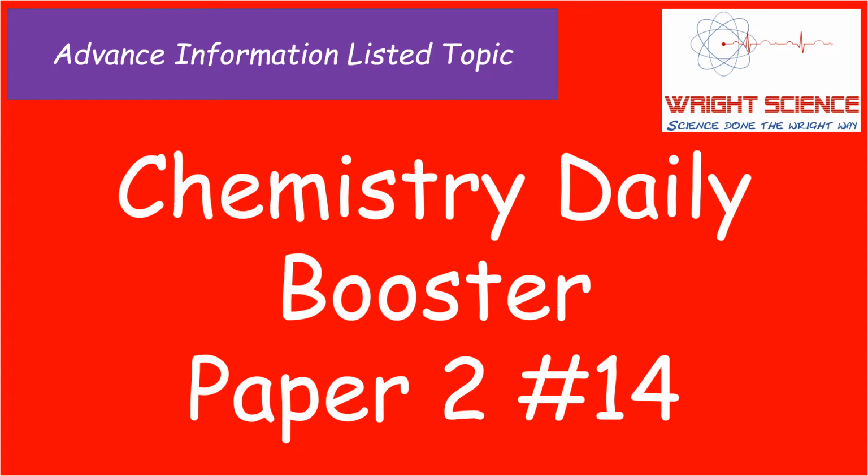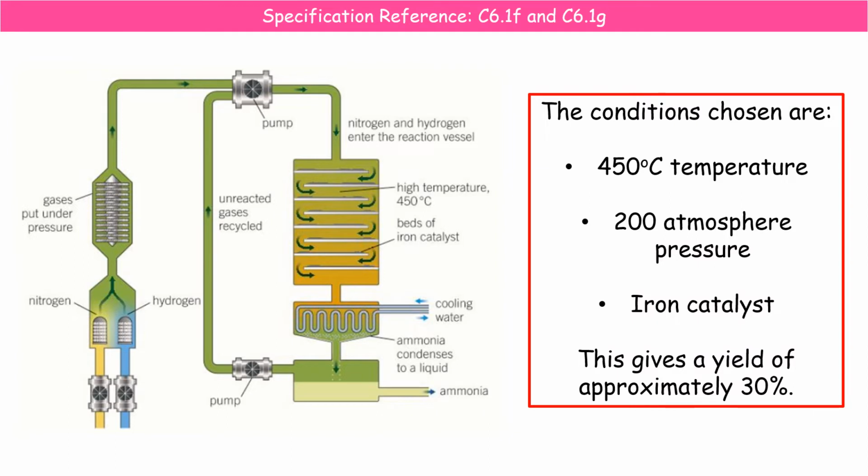This is number 14 in our Paper 2 series, and it is advanced information listed for both the foundation chemistry and higher tier chemistry. What we're going to be doing then is having a look at the Haber process in more detail. We've mentioned the Haber process in a previous booster, talking about this is how we make the ammonia that we need for a range of fertilisers. But what we're going to do today is dig down in a little bit more depth to understand what we're doing in this process, what conditions we use and why.